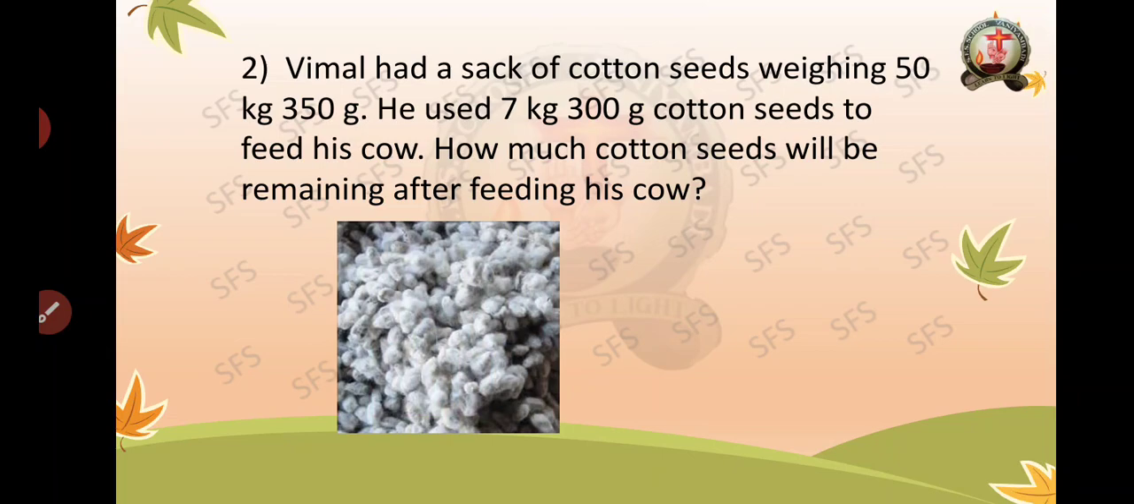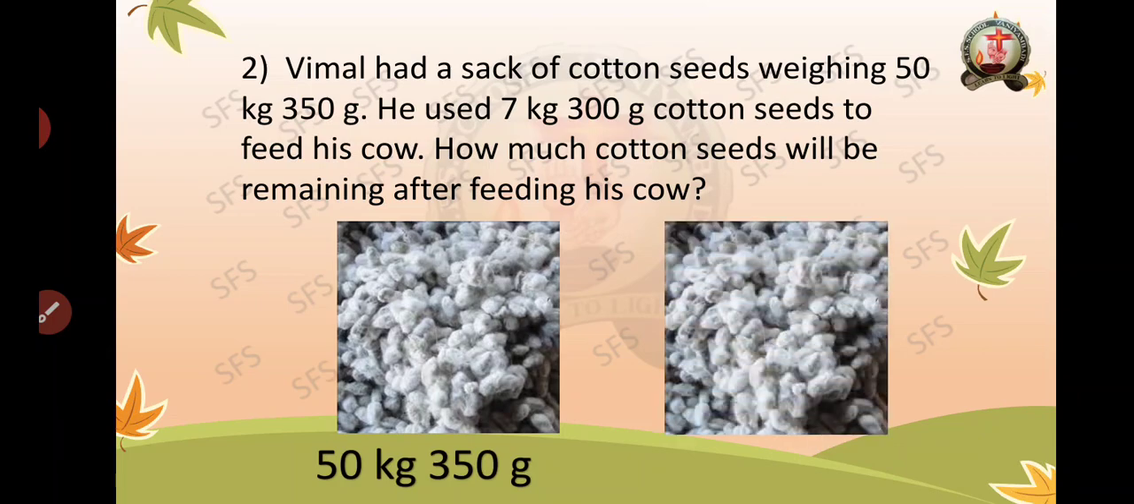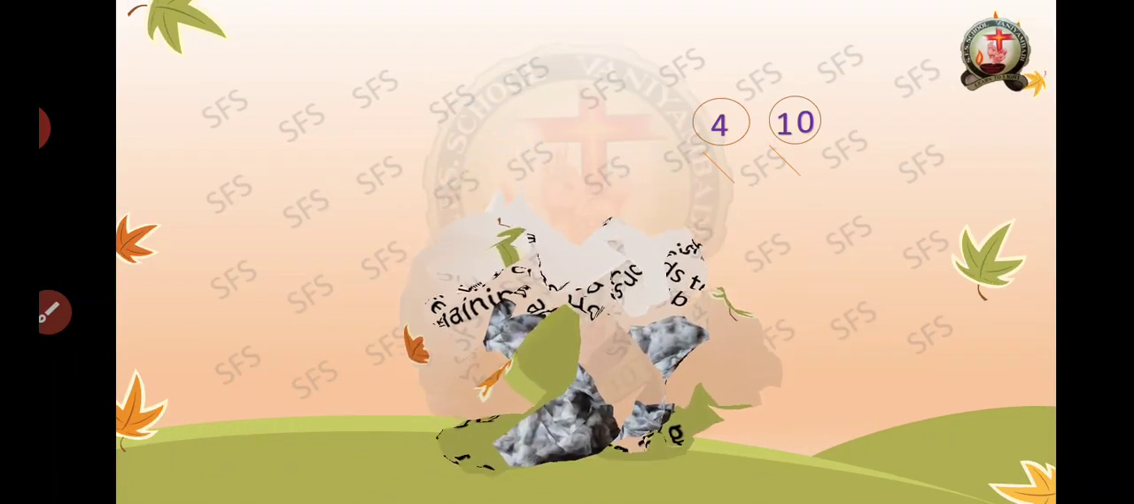So they have mentioned the total weight, and also the weight which is given to the cow. Now they are asking you the remaining seeds which is remaining in the sack. To find out that, we have to subtract. So remember, in the question, if they mention the word remaining, then it is a subtraction problem. Okay. Now the total weight is 50 kg 350 g. Then the used cotton seeds are 7 kg 300 g. Now they are asking you the remaining.